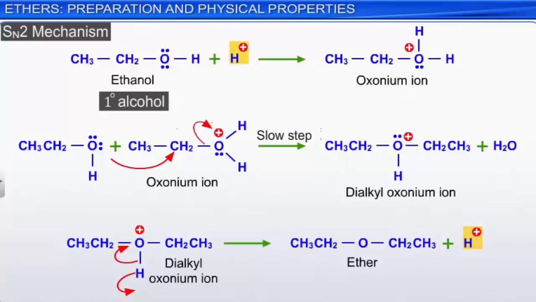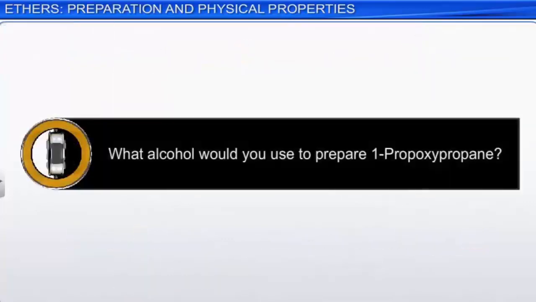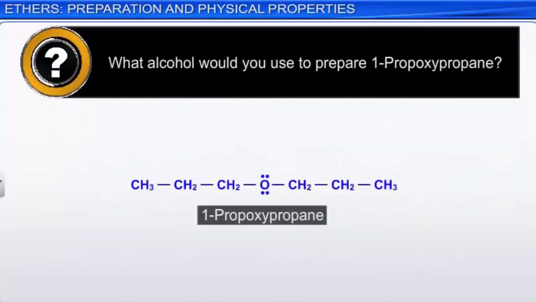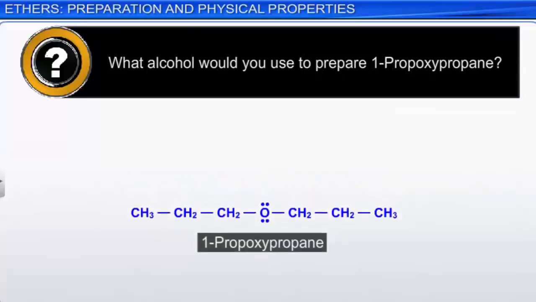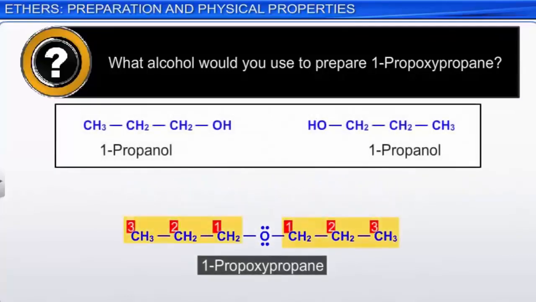Here is a problem for you to solve. What alcohol would you use to prepare 1-propoxypropane? For problems like this, the best strategy is to work backwards from the product, which is a symmetrical ether. Since there are 3 carbon atoms on either side of the bridging oxygen, we need to use 1-propanol.